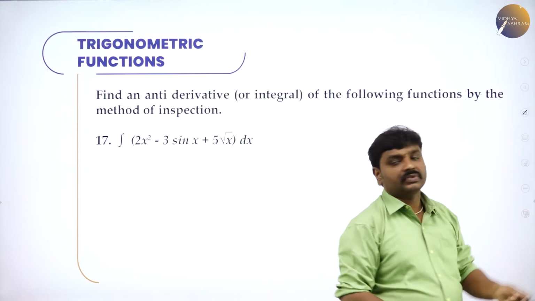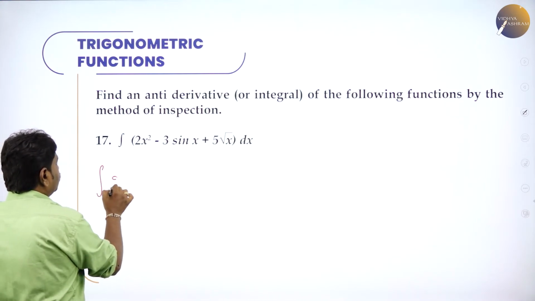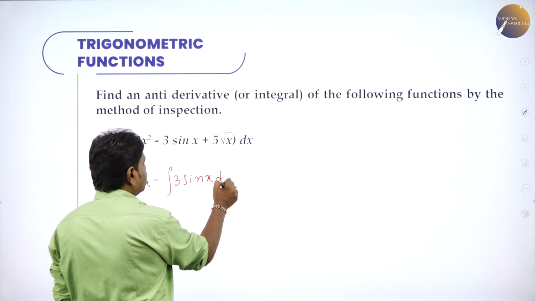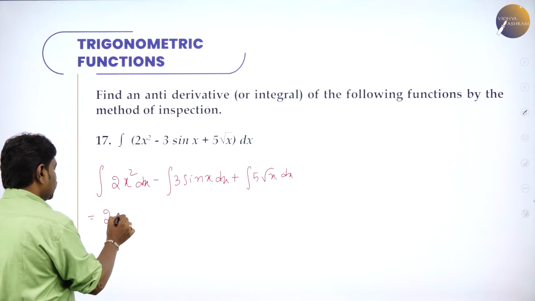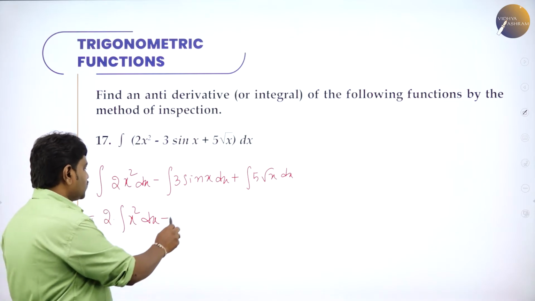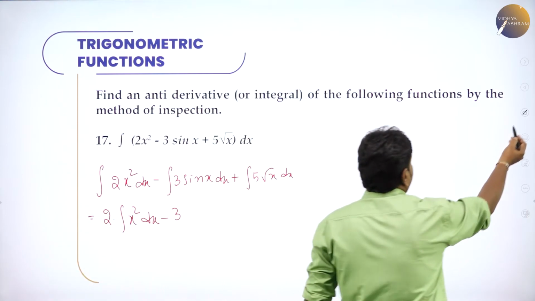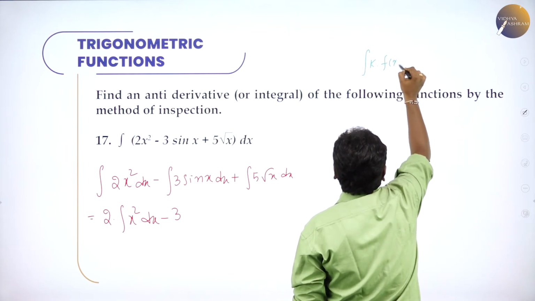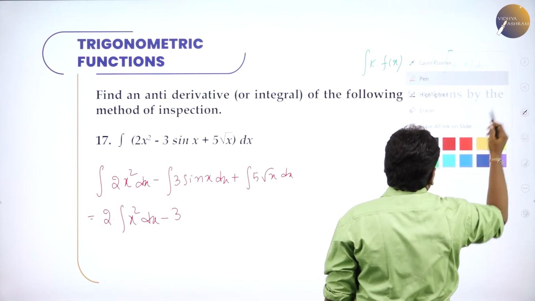Next, 2x² minus 3 sin x plus 5 root x: integration of 2x² dx minus integration of 3 sin x dx, each term you integrate, plus integration of 5 root x dx. You know 2 is constant, take it out. Integrate x² dx minus 3 is what? All numbers are constant, so 3 is constant, take it out. Use the property. What is the property? You have learned one of the important formulas or properties: integration of k into f of x. If you have it, you should take out the k and integrate f of x. So that is what we use here.